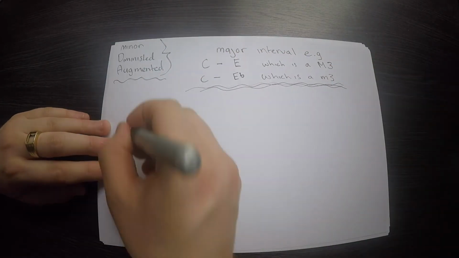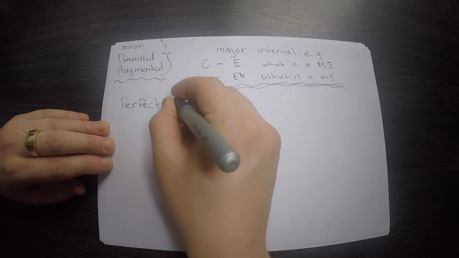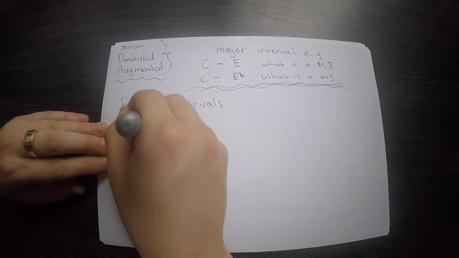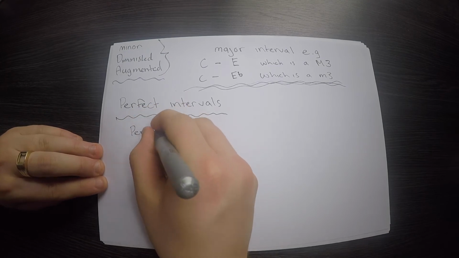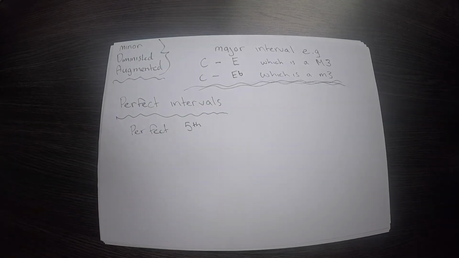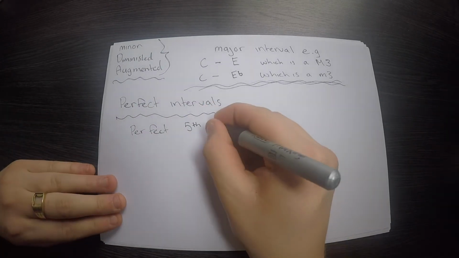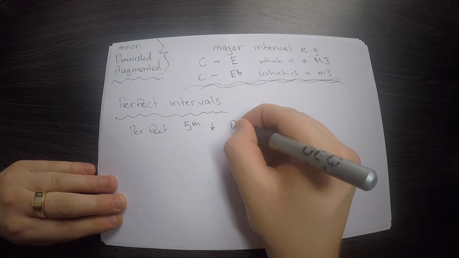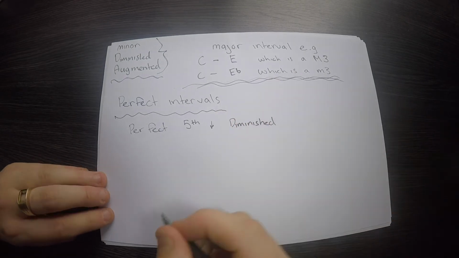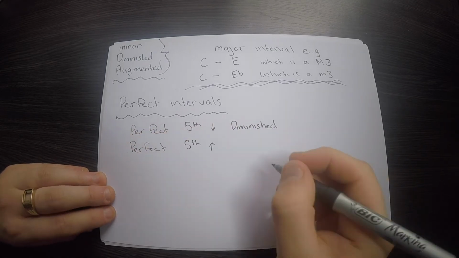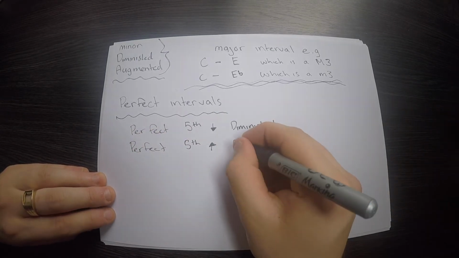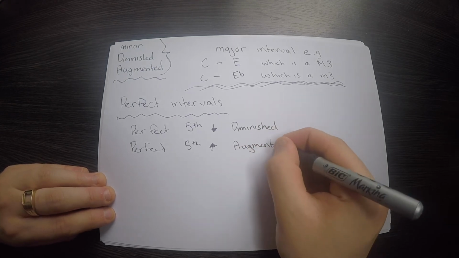Okay, remember how it was strange that perfect intervals were called perfect? Well, there's a very good reason as to why they're called that. Let's look at a perfect fifth as an example. If I want to decrease the perfect fifth by a half step, it does not become a minor fifth, but instead it becomes what we call a diminished fifth. It is the same if I want to increase the perfect fifth by a half step. I then get an augmented fifth.